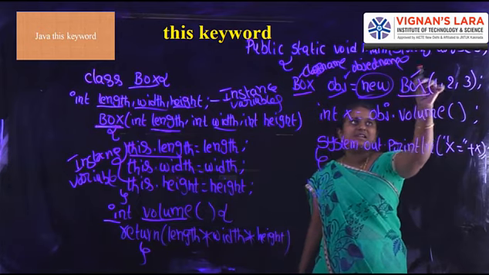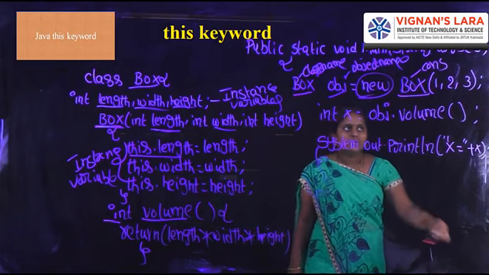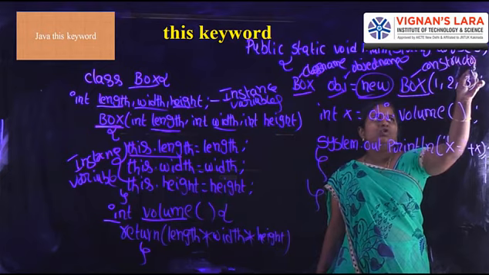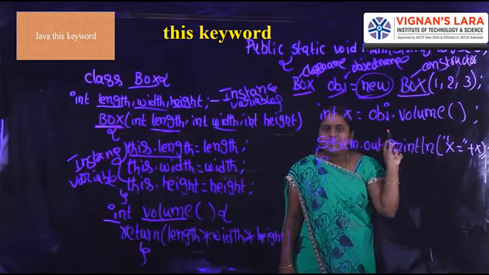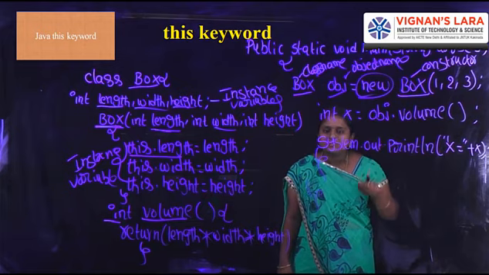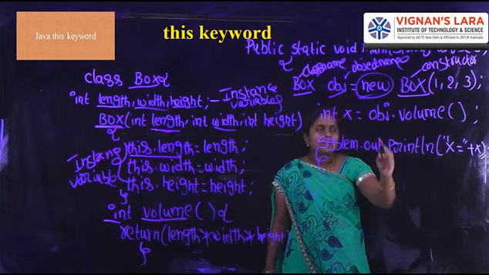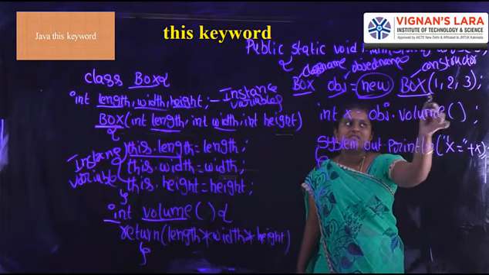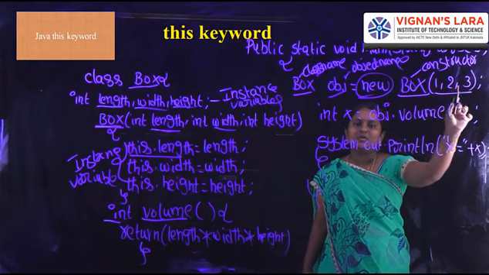Here Box is the constructor. We know the constructors concept; it is a parameterized constructor. Constructors are automatically invoked whenever an object of the class is created. Since it is a parameterized constructor, at the time of creating the object of the class we can pass the values: 1 for length, 2 for width and 3 for height.